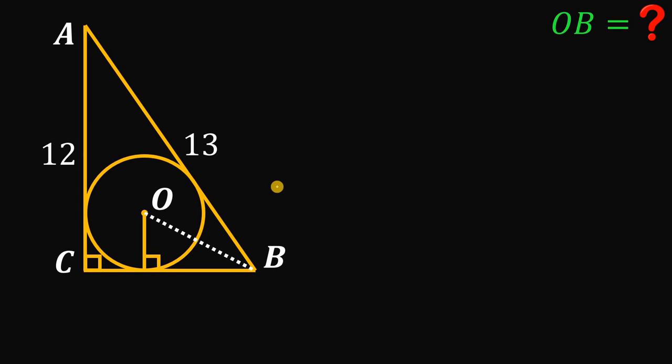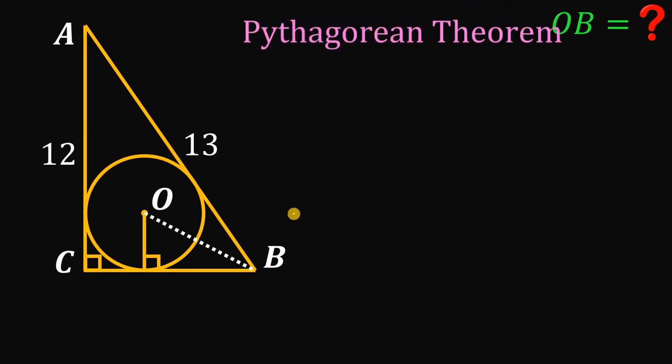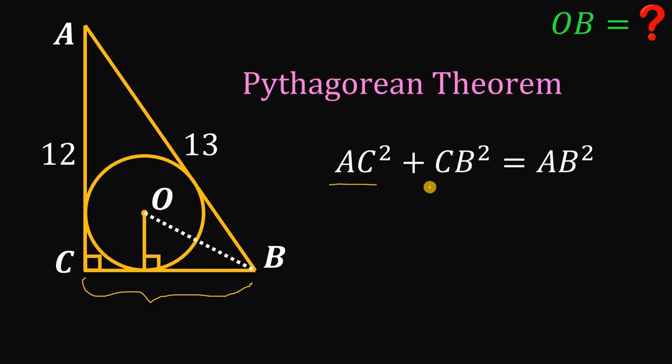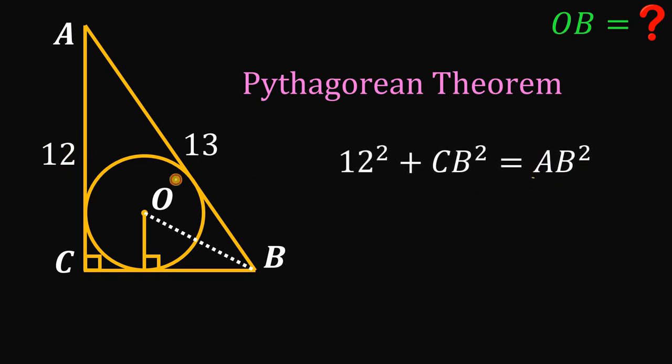To answer this, we're going to use the Pythagorean theorem. Why do we use the Pythagorean theorem? Because we want to find the length of this side CB. Using the Pythagorean theorem, we can say that AC squared plus BC squared equals AB squared. This AC is given, which is equal to 12 units, and this AB is also given, which is 13 units.